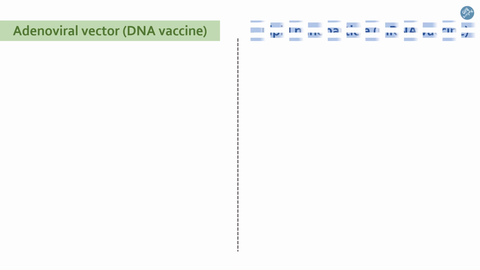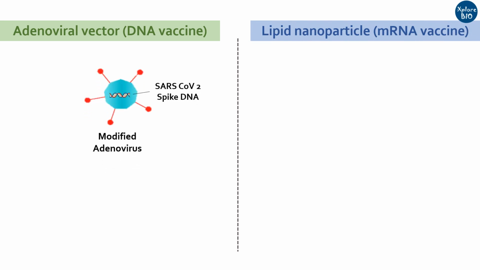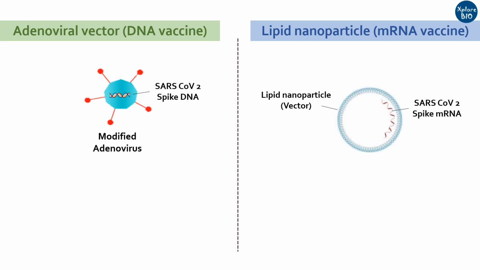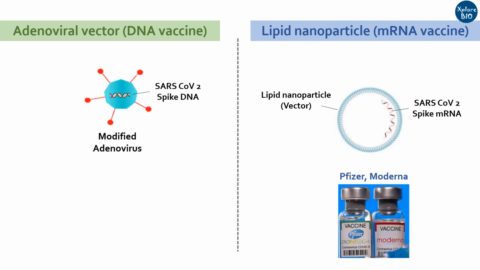The major difference between the viral vector and the mRNA vaccine is that in viral vector vaccine, adenovirus is used as a carrier to deliver spike DNA of SARS-CoV-2. But in mRNA vaccine, spike encoding mRNA is delivered using lipid nanoparticle. The vaccines of Pfizer and Moderna are the mRNA vaccines.